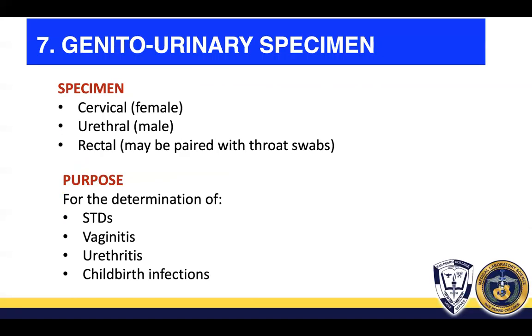Okay, so we have the last specimen here. We have genitourinary specimen. So we can process cervical samples for female, urethral for both male and female, rectal, male and female. Also, the rectal samples can be paired with throat swabs. So the purpose of examining genitourinary samples is for the determination of sexually transmitted diseases, for the detection of vaginitis, urethritis, and the presence of childbirth infections.